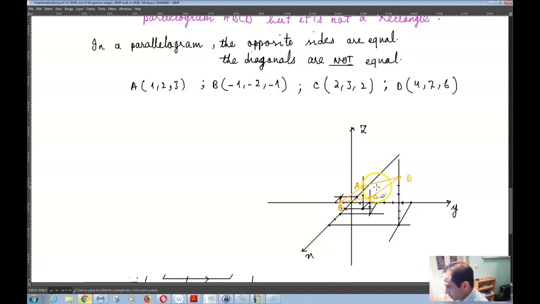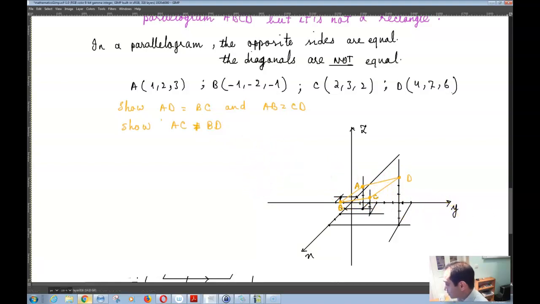So now what we need to do is show that the opposite sides are equal. That means that we need to show that AD is equal to BC and AB is equal to CD. And also, to show that it's not a rectangle, we need to show that AC is not equal to BD.